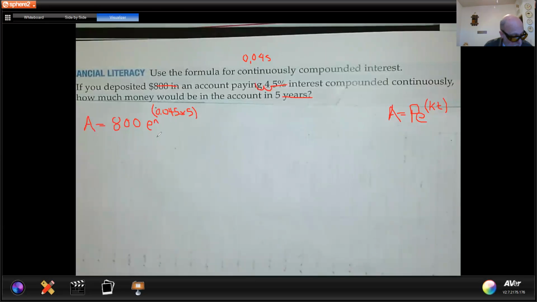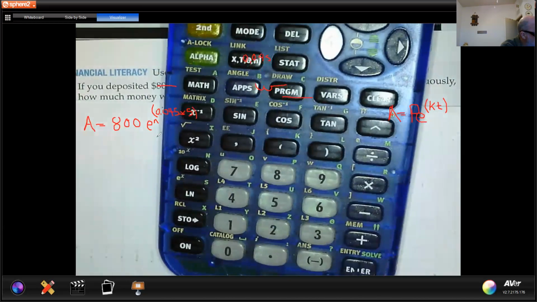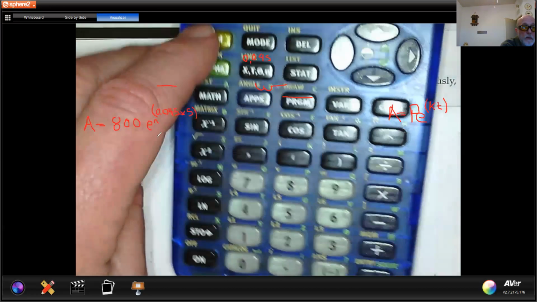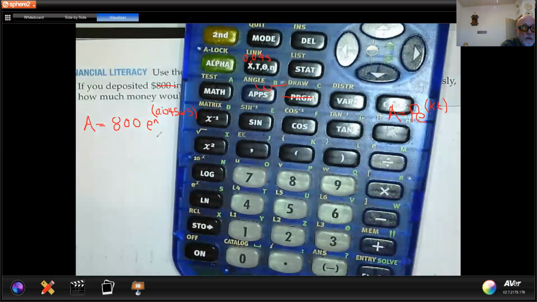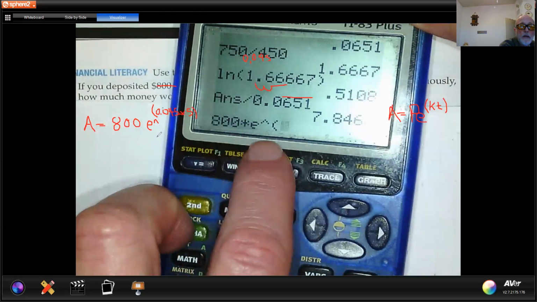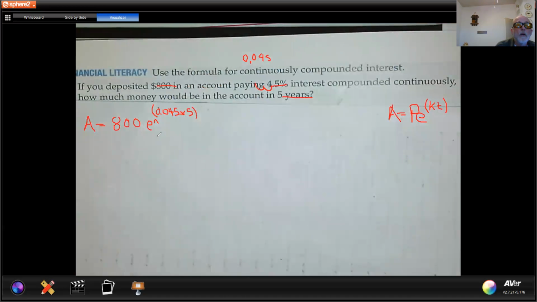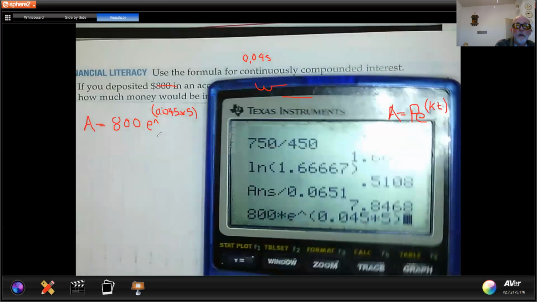So let's do it, see if we did it right. If you do it on your calculator, I'll do it on my calculator, and we'll see what we have. 800 times E, oh, maybe you don't know how to get E. I have to go down here to natural log. I have to do second, that's second natural log. And that puts E right next to my 800. Ta-da! And then raised to whatever power I said it was, 0.045 times 5.